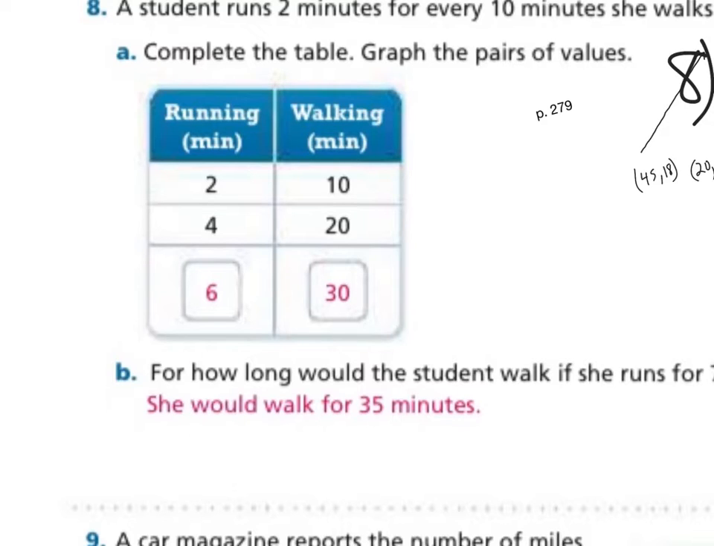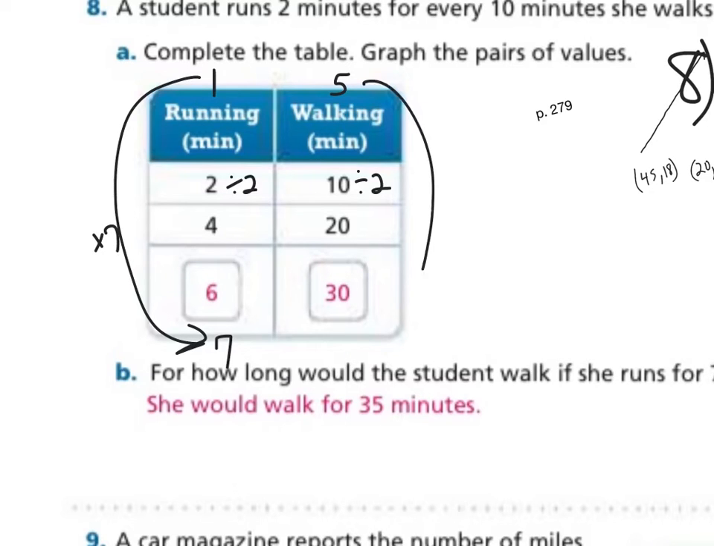Another way we could do this, and this ties into our next lesson, is we could reduce these numbers down, and that would be 1 minute of running for 5 minutes of walking. And then if we're trying to get to 7 minutes of running, that'd be 7 times as much. So 5 times 7 would be 35. So there's other ways than just depending on our graph to be perfect, and also for depending on the answer to come out perfectly as well.